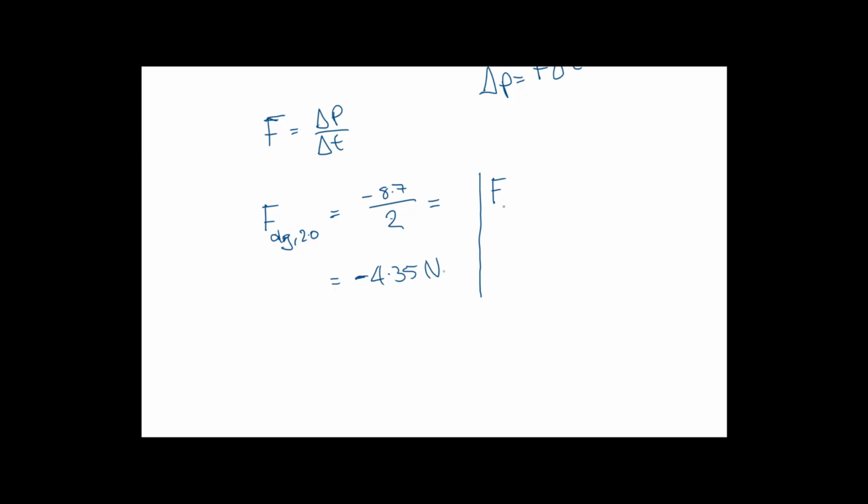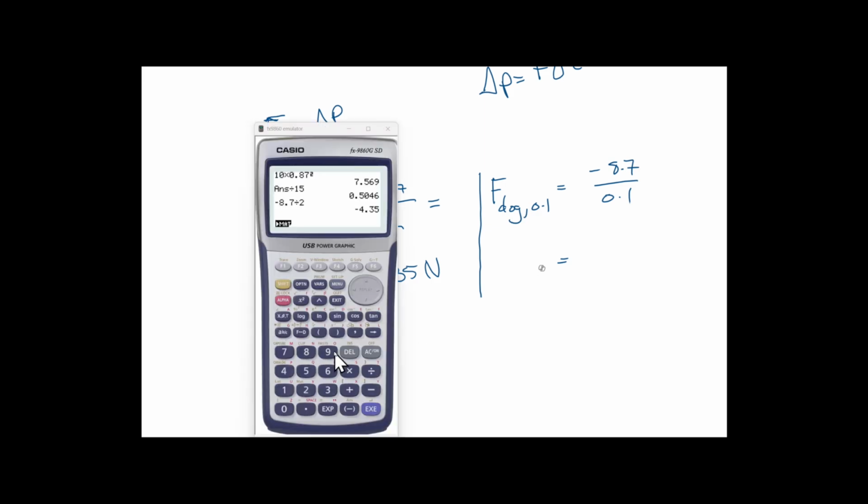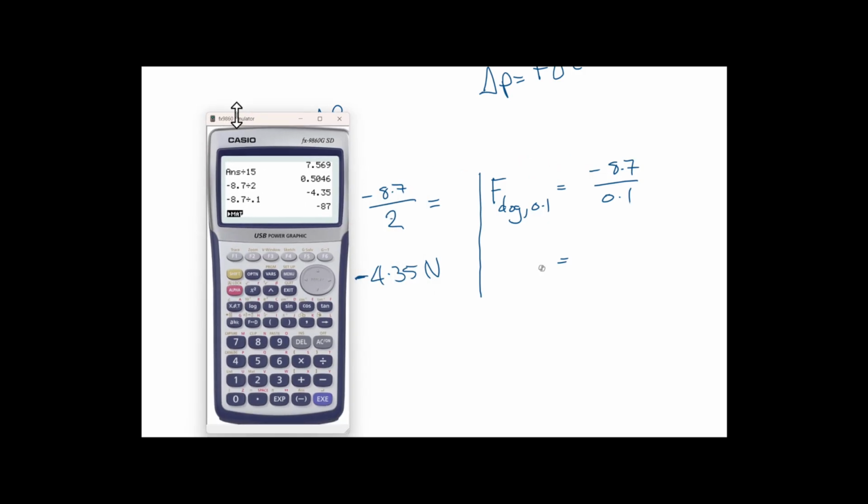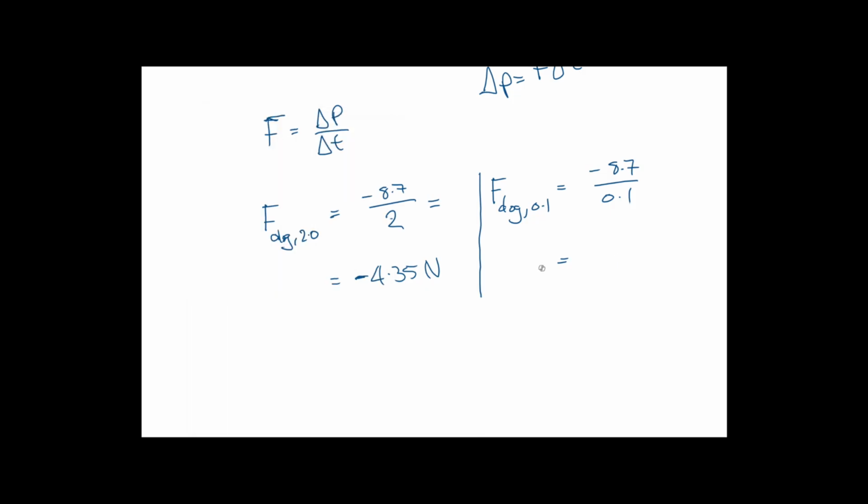So now let's look at the force that the dog has if the time was 0.1 seconds. So this is going to be 8.7 divided by 0.1, and that's going to be much greater. So the force that the dog is going to feel now is going to be minus 8.7 divided by 0.1, 87 newtons. So 87 newtons in the opposite direction of where we're going. So it's going to feel a lot more of a whack here than here.